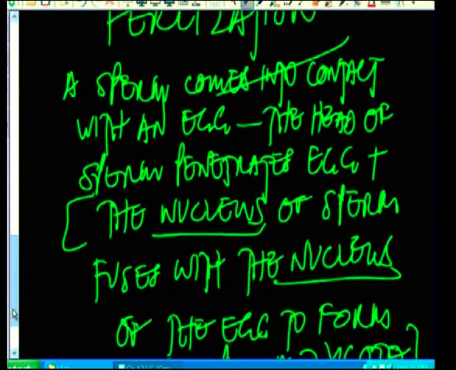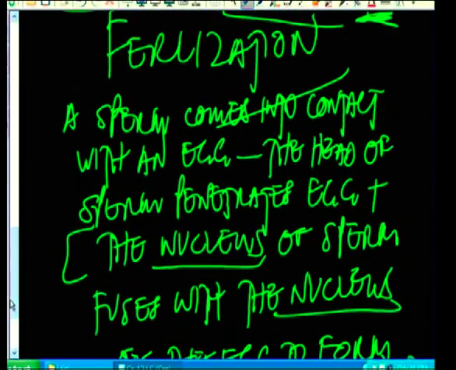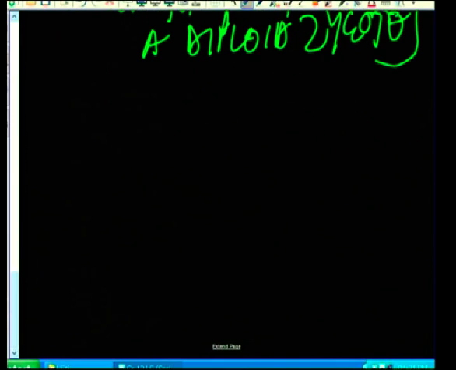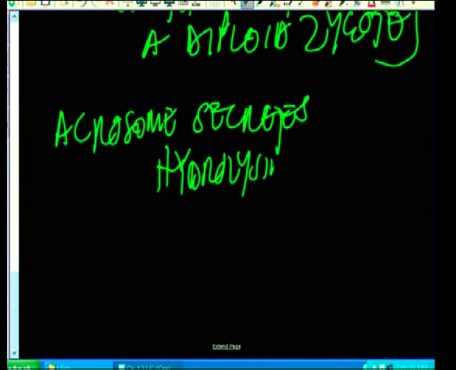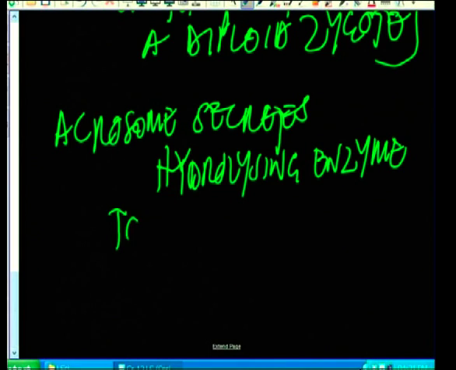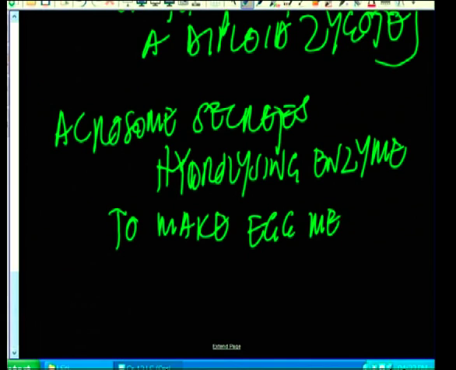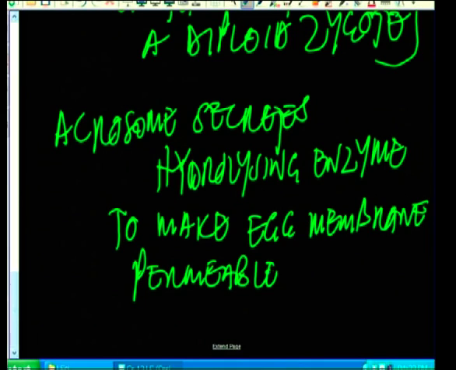If it was a longer question with more marks, then you may have needed to explain that the acrosome secretes hydrolyzing enzyme to make the egg membrane permeable to sperm.